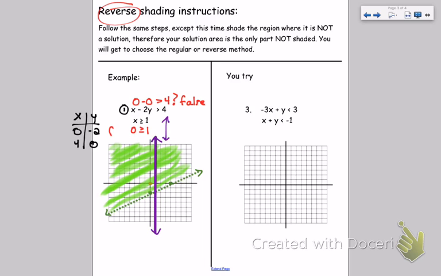That is false. So again, because it's reverse shading, I'm shading the side it is false on. So it's false on the left side. So my solution is where there is no shading at all. If you want to try reverse shading, you can, as long as you label where your solution area is. That's what we are looking for. So you just have to tell us if you're using regular or reverse shading. Go ahead and do the U-try, and that's it for your homework tonight.